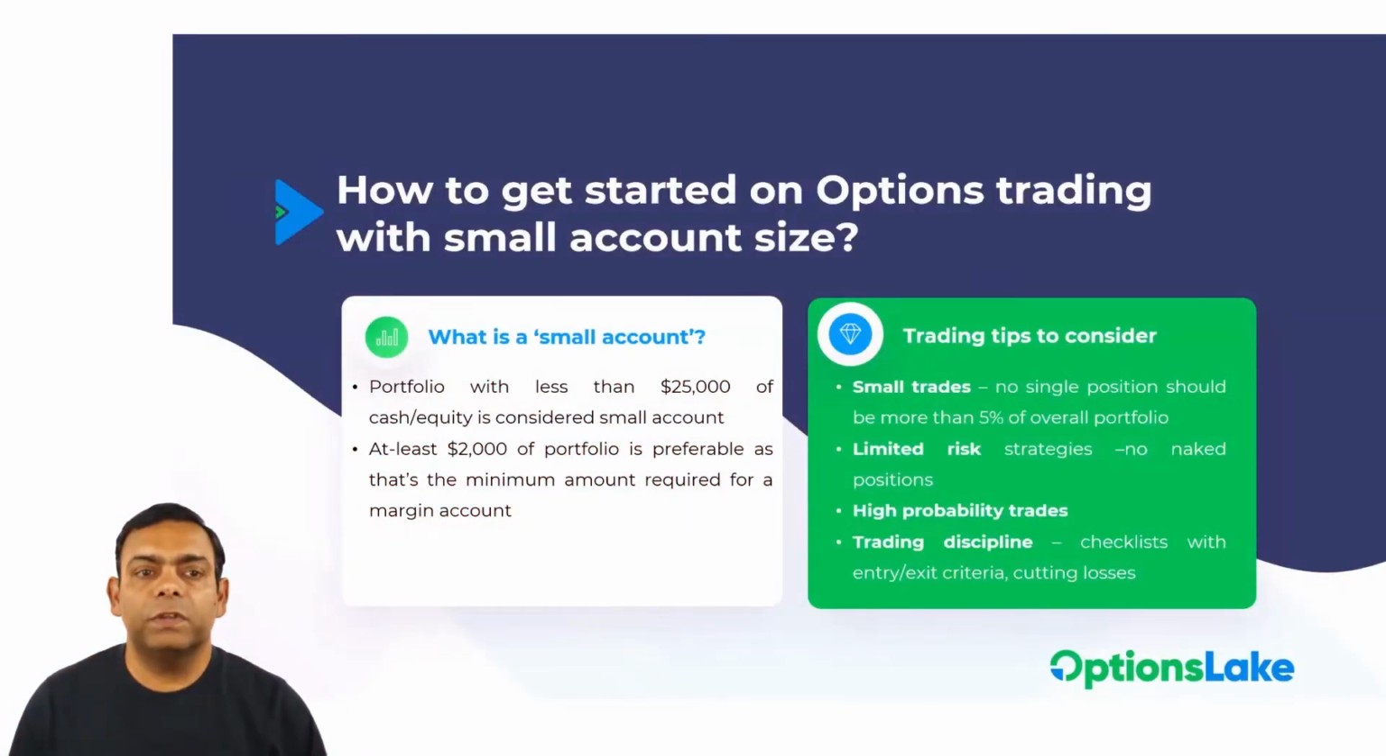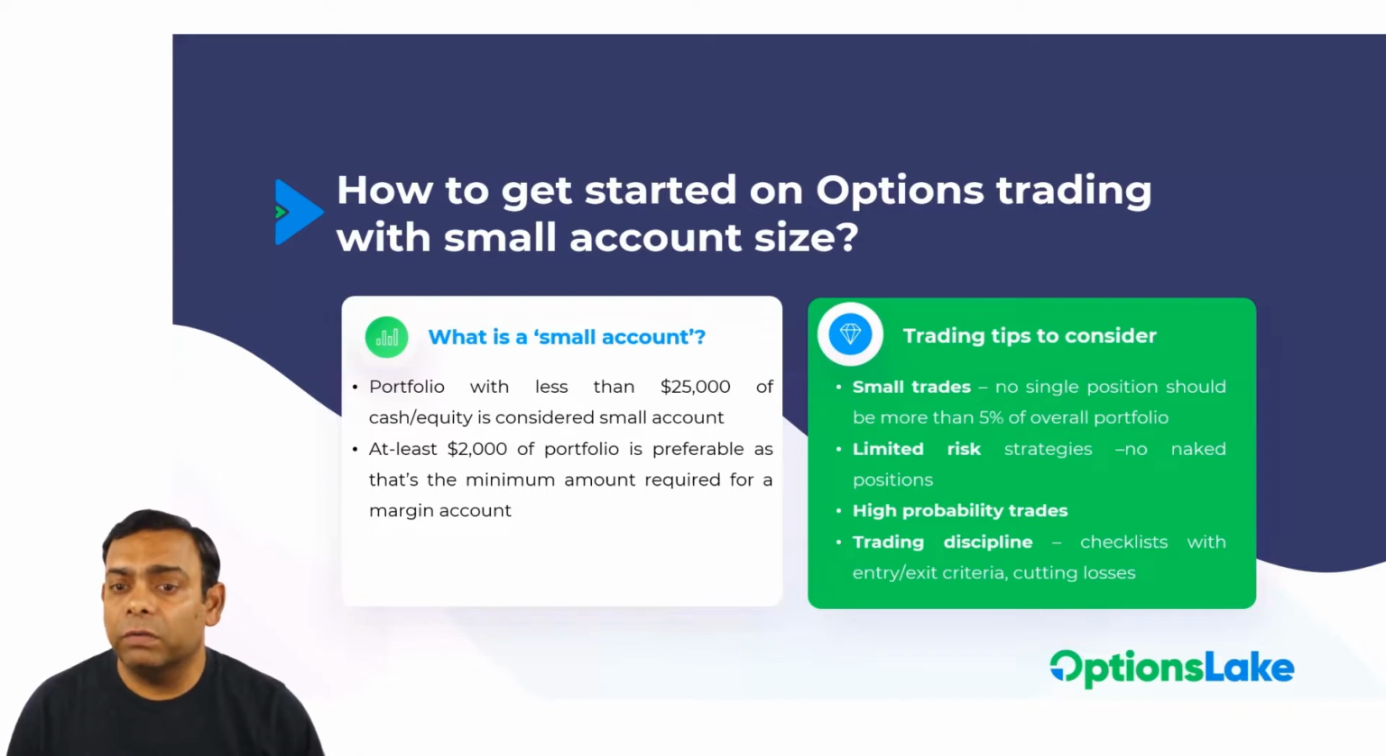Hello everyone, in this video I'm going to talk about how to get started on options trading with small account size. So let's first talk about what's a small account. Generally, portfolio with less than $25,000 of cash equity is considered to be a small account. But at least $2,000 of portfolio is preferable, and that's the minimum amount required by FINRA for opening a margin account. Now let's talk about the tips to consider while trading small account.